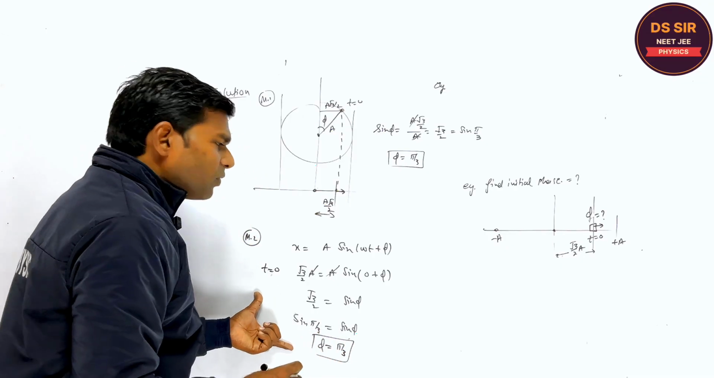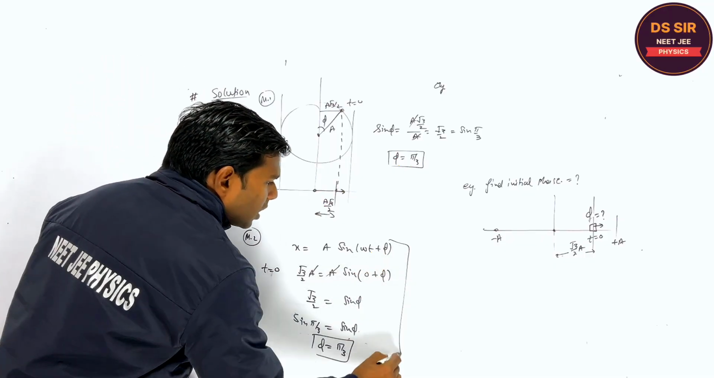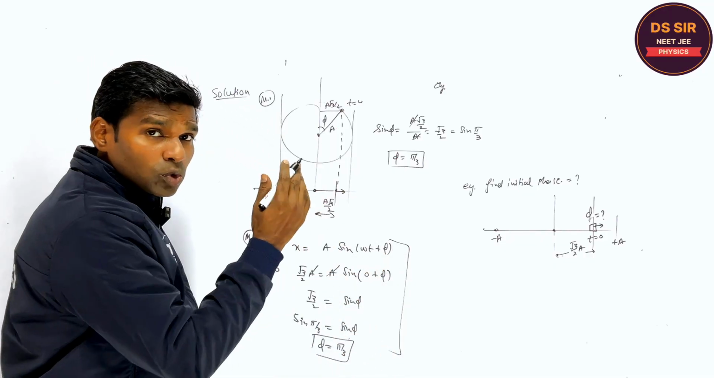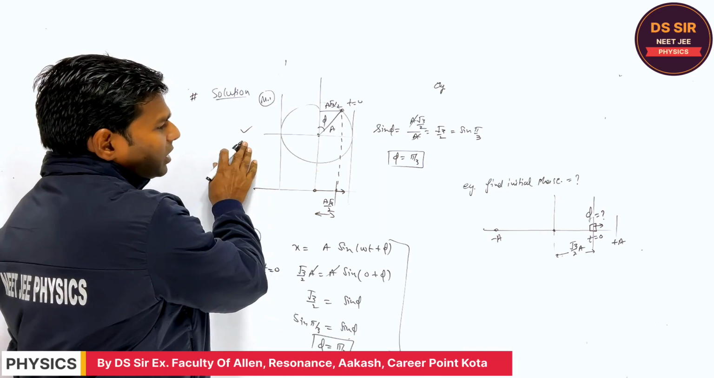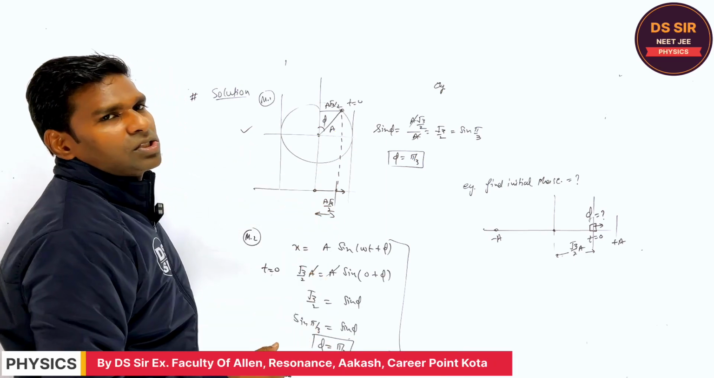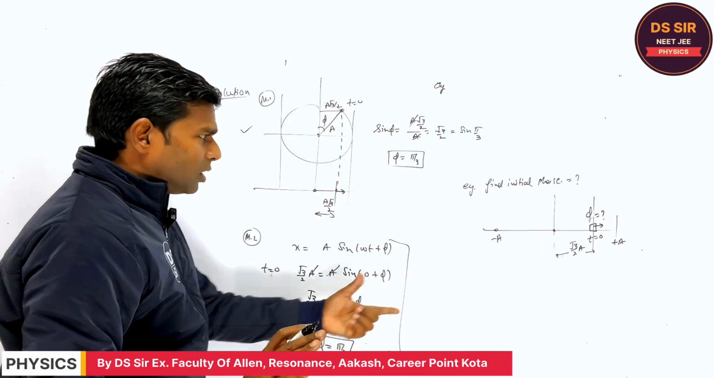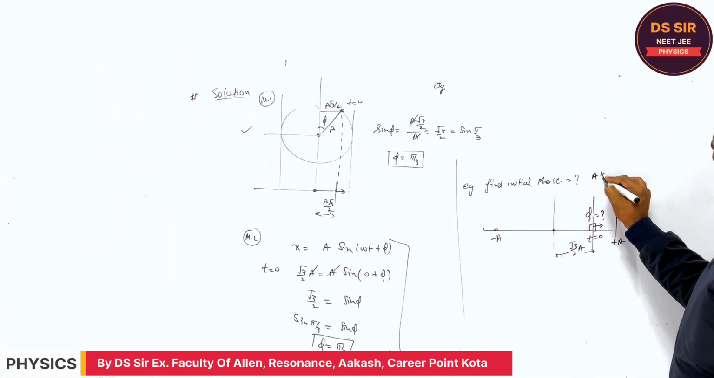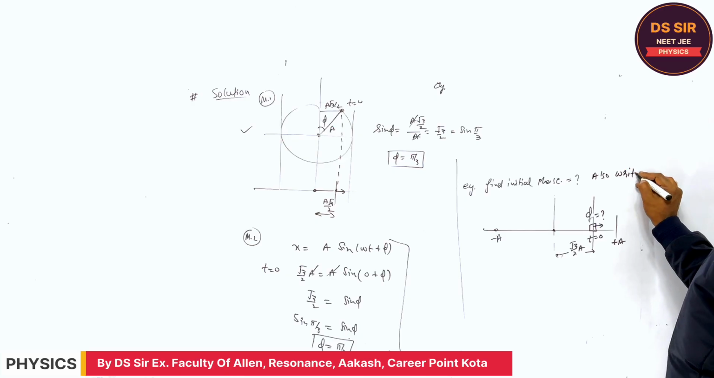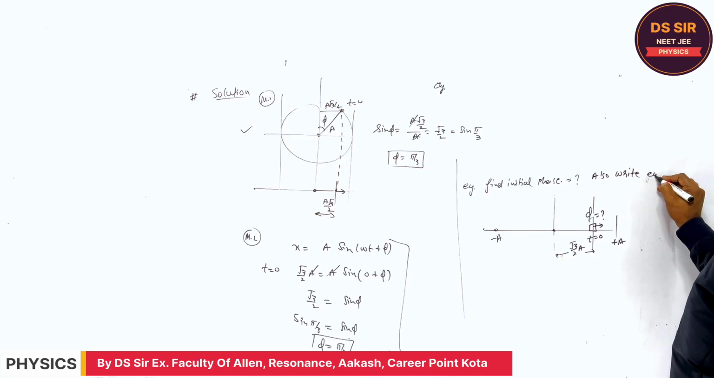But it will not work every time. The correct method, when the question is tough, is this circle. This circle will help you to find the initial phase. Is it clear or not? Listen one thing. The question was to find the initial phase. Also write the equation of SHM.